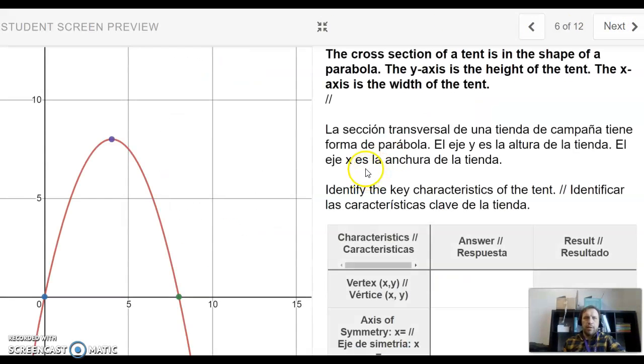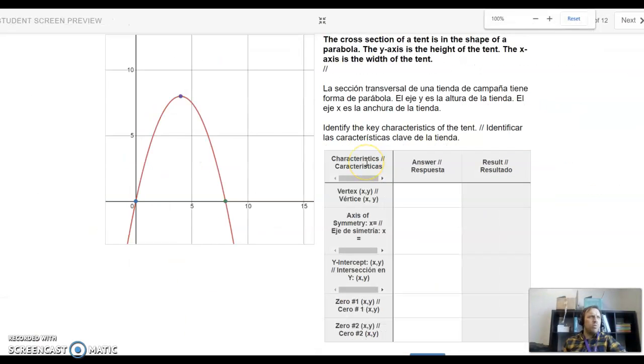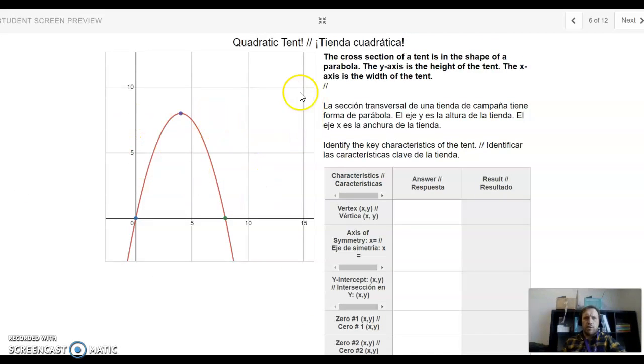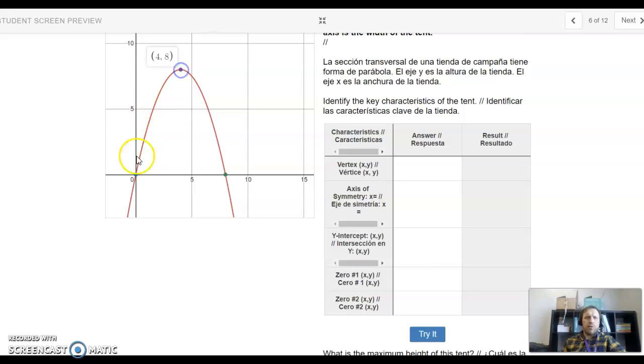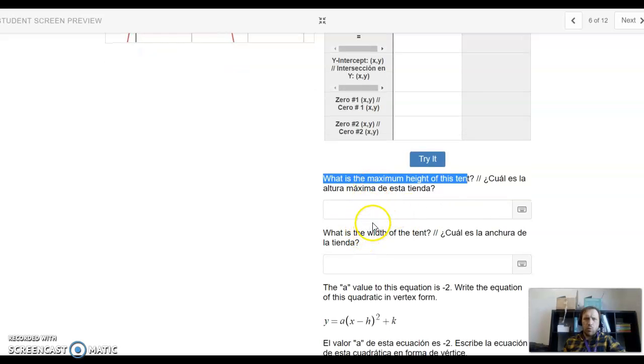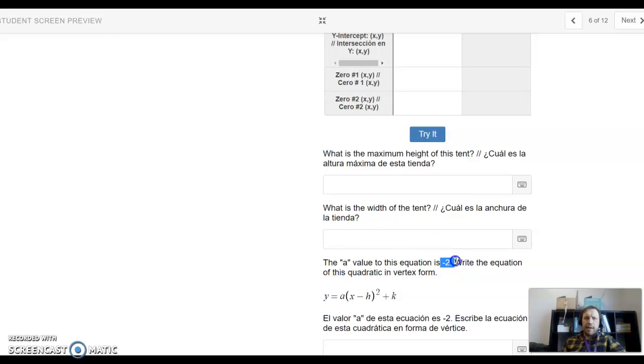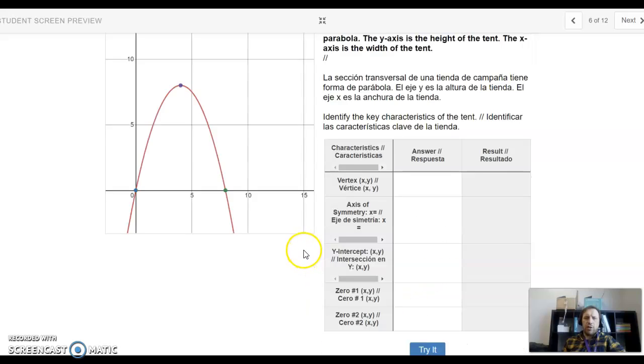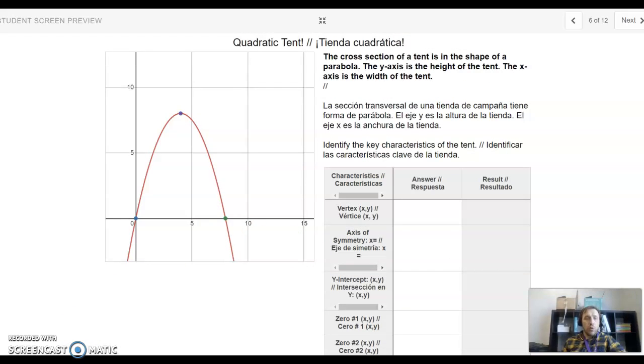Perfect. All right. So now we have a few more. Let's see, 1, 2, 3 problems and then a couple of challenges here. So take a look here, a quadratic tent. Same idea. Fill these out by using the values on this table. And then, do you know what it means? Right? Do you know the maximum height, the width? And if the a value is -2, can you write the equation in vertex form? Try that out. Come on back for the answer. But if you don't try it out, you're never going to know if you could do it on your own.